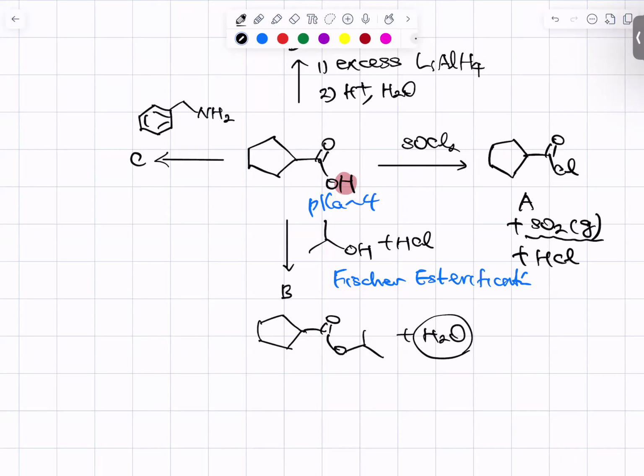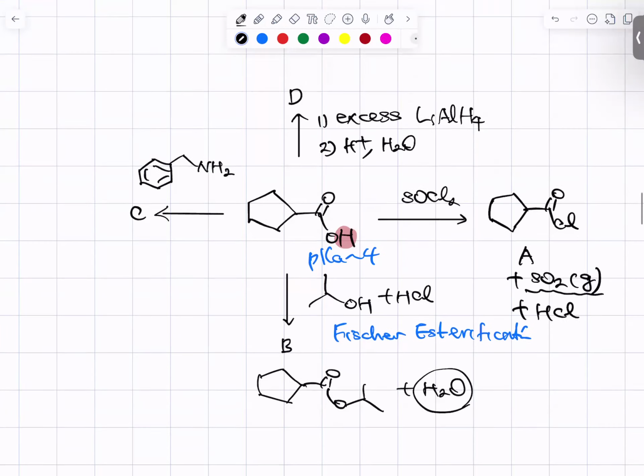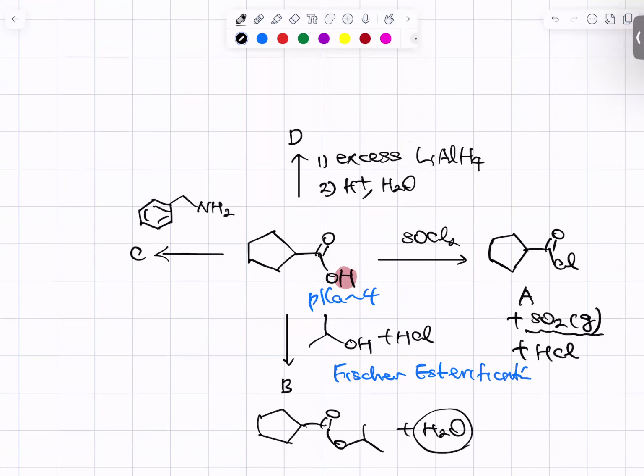And carboxylic acid and ester have similar reactivity and similar stability, so this is an equilibrium. In order to make the reaction move toward the formation of the product, we need to take out the water. And then by Le Chatelier's principle, the reaction will move toward formation of the product. In the C, most students did it wrong for C.